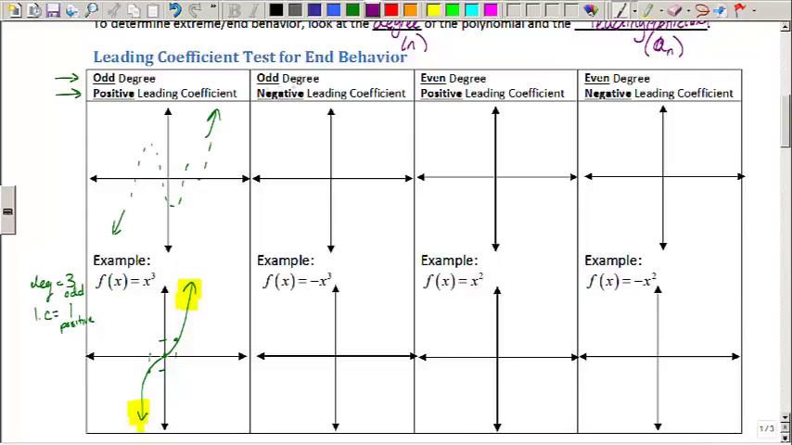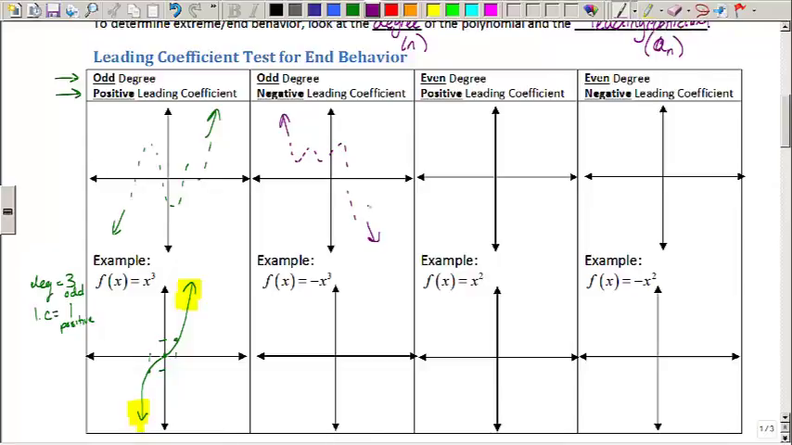Next, we'd like to look at an odd degree with a negative leading coefficient. Well, an odd degree and a negative leading coefficient is going to go up forever to the left and down forever to the right, exactly opposite of what the odd degree and the positive leading coefficient does. What happens on the inside here? Well, I don't know. Possibly lots of things could be going on. I'm not sure what's going on in here. We'll have to find the zeros to be able to figure that out. But for now, we need to know that you go up forever to the left and down forever to the right.